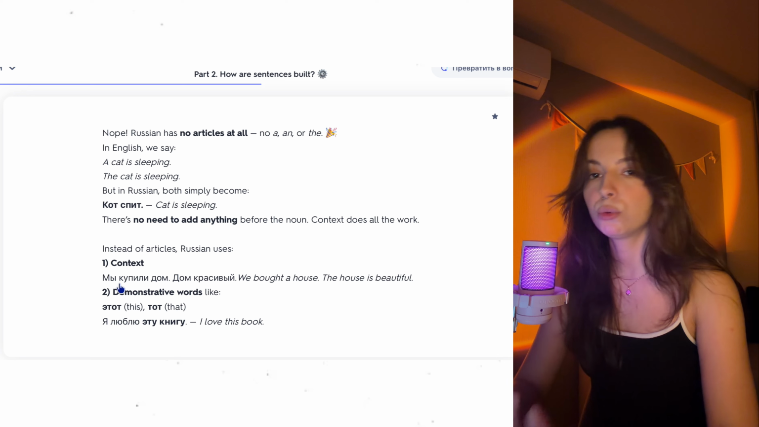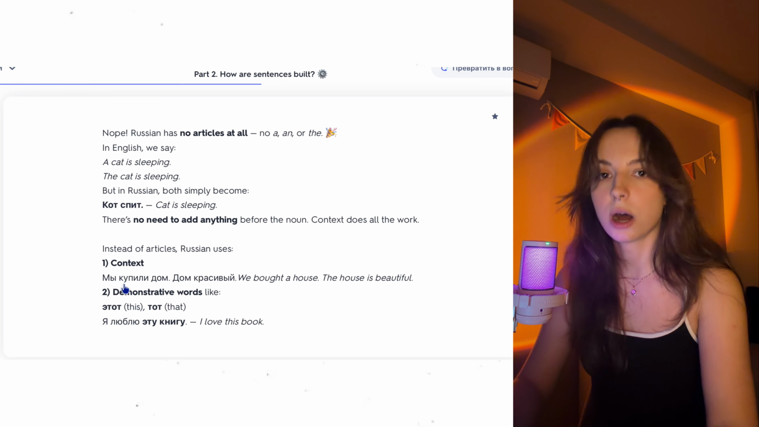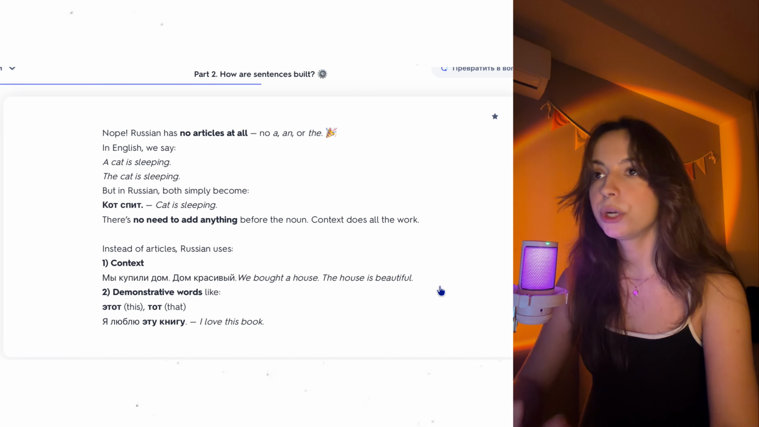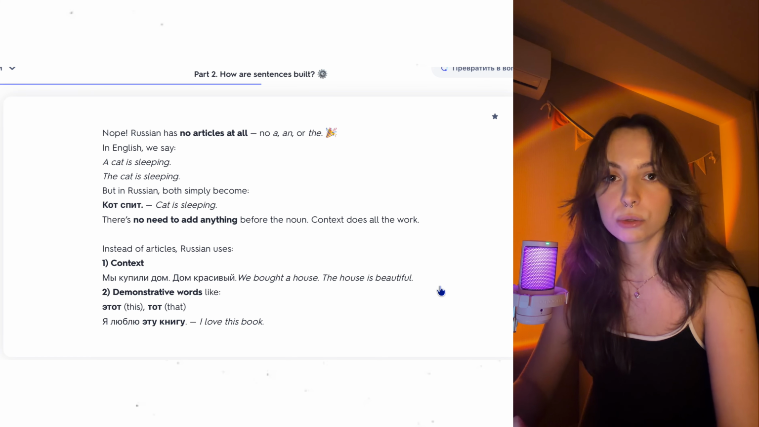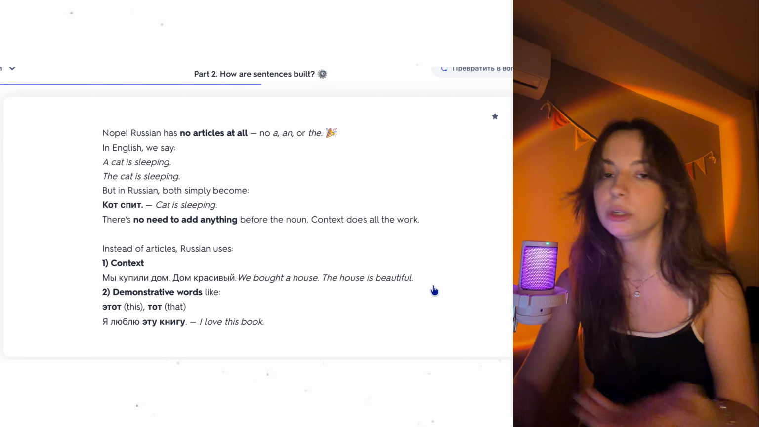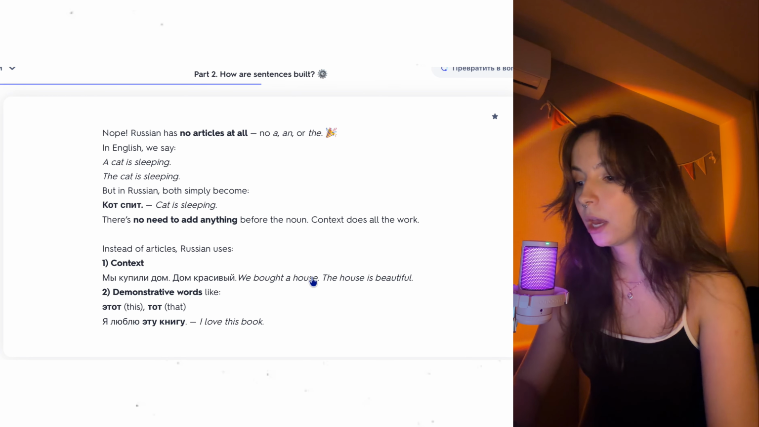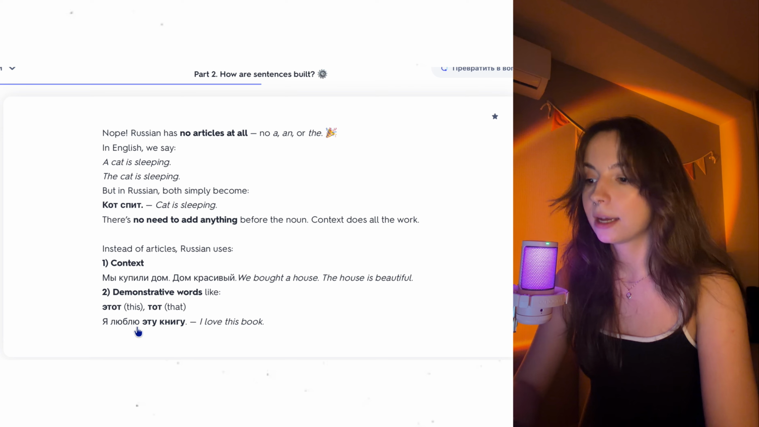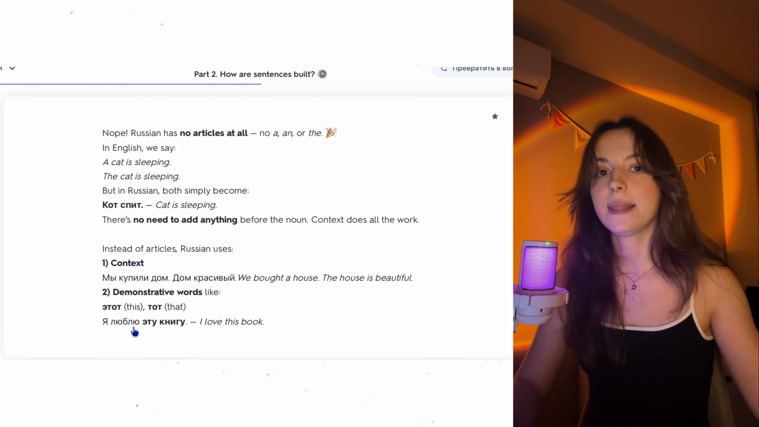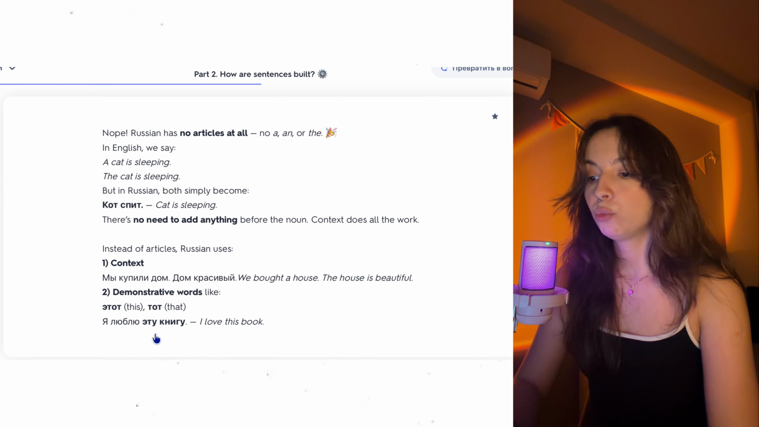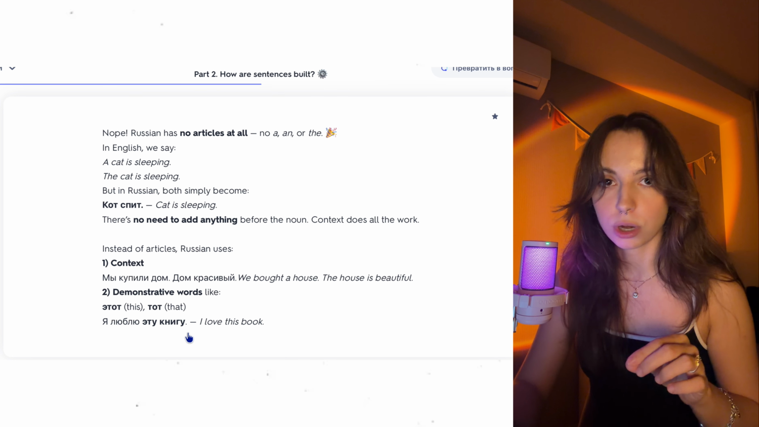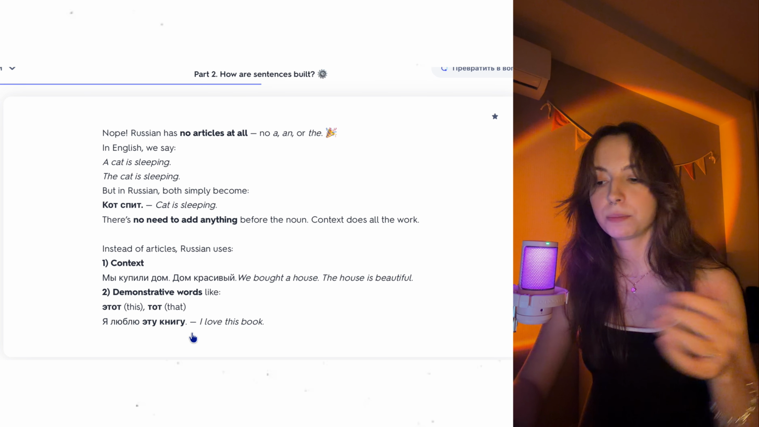For example, мы купили дом. We bought a house. Дом красивый. The house is beautiful. We're talking about one house, so it means that the next sentence will be about the same house. We don't need to put any articles. Or we can use demonstrative words like этот, this, or тот, that. Я люблю эту книгу. I love this exact book. I don't need to use a or the.